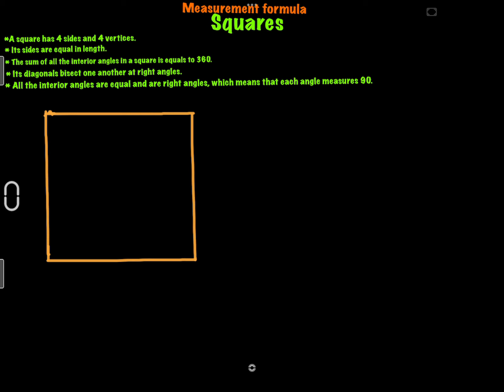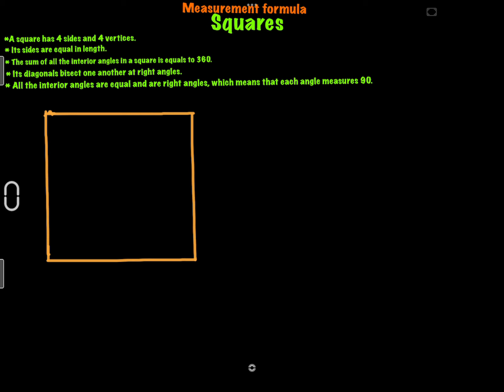Today we are doing measurement formula and we'll be specifically looking at squares. Now a square is a two-dimensional closed shape with 4 equal sides and 4 vertices. Its opposite sides are equidistant, meaning that they are equal in length, and it has 2 sets of parallel lines. We can also think of a square as a rectangle with equal lengths and sides.